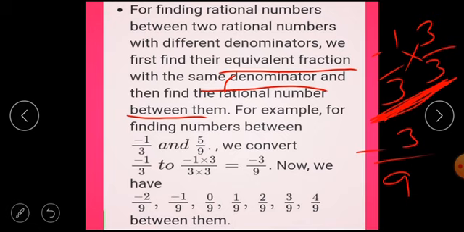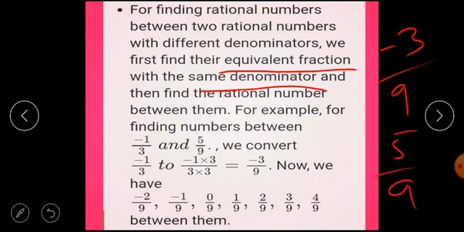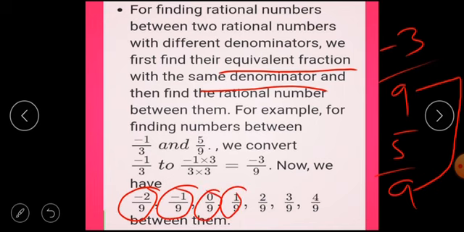In the same way, our next number is 5 upon 9. Its denominator is already 9, so there is no need to multiply it. Now I have minus 3 upon 9 and 5 upon 9, with the same denominator 9. So now we can write down the numbers that lie between minus 3 and 5. That will be minus 2 upon 9, minus 1 upon 9, 0 upon 9, 1 upon 9, 2 upon 9, 3 upon 9 or 4 upon 9.